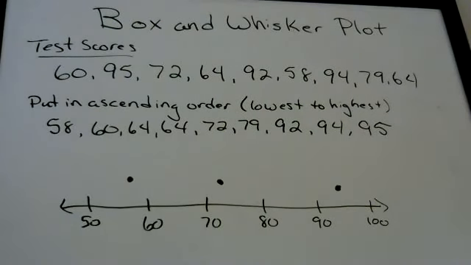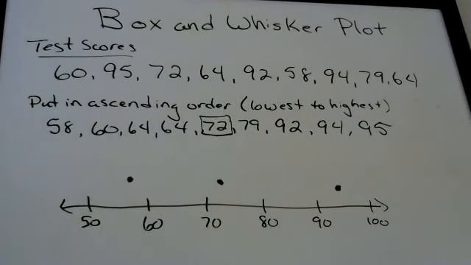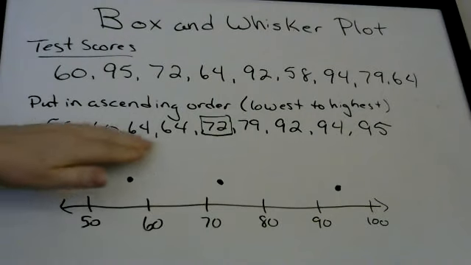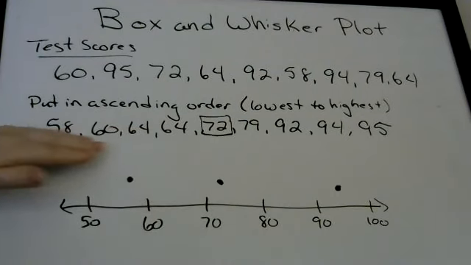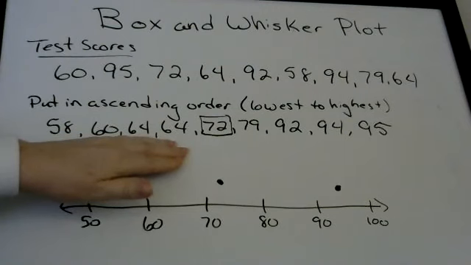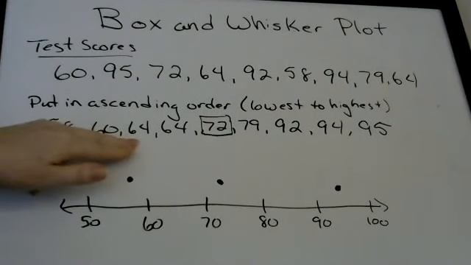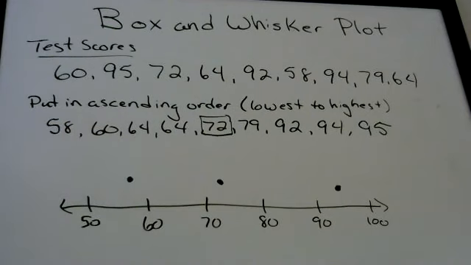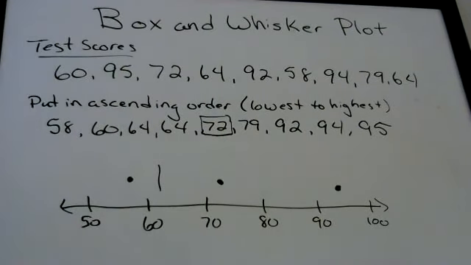So we do that. Now we need to find the quartiles, okay? So this was the median, 72. To find the lower quartile or the first quartile, we just look at this data over here, 58, 60, 64, 64. And we find the median of these 4 numbers. Again, if you don't know how to find the median, please watch that video because I'm going to assume that you know how to do that. So we have these 2 numbers, 60 and 64. We average those together and we get 62. So the first quartile is at 62. So we're going to draw the line at 62 because that's one side of our box.